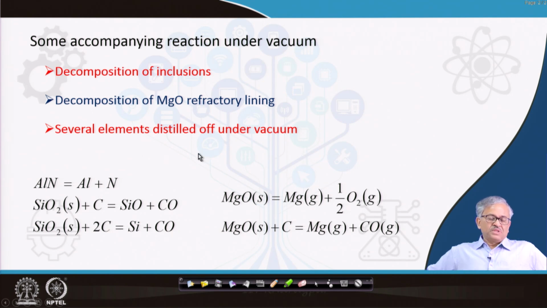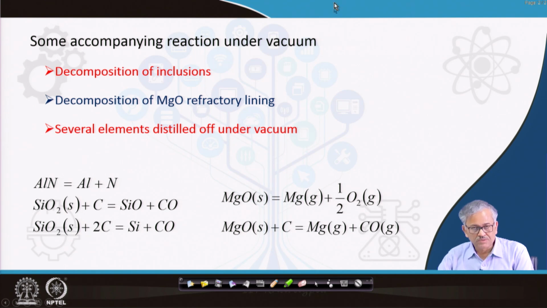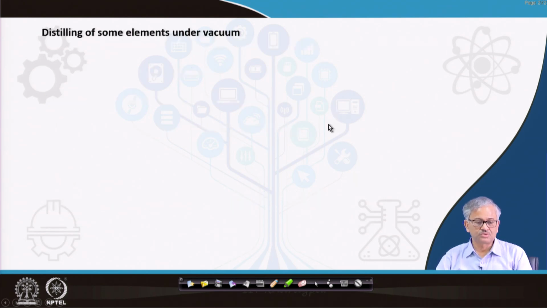And then several elements are distilled off under vacuum. One of the main ones is manganese. Manganese has a high vapor pressure under vacuum, and under vacuum it distills off. Among the impurities, manganese has a little higher vapor pressure and it distills off under 1 torr pressure, 1600 degrees centigrade, and even with 1 weight% manganese in the bath, it can distill off. We will just show those results.